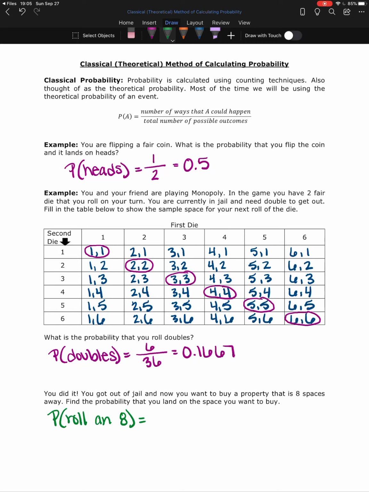So I want to look through all of my possible outcomes, and I want to find all of the ones that sum to 8. So right here, I'm starting here. I see 2 plus 6 would give me 8. 3 and 5 would give me 8. 4 and 4 gives me 8. 5 and 3. And 6 and 2. So there are 5 ways that I can get an 8 out of the 36 total possibilities. So 5 over 36 gives me 0.1389.